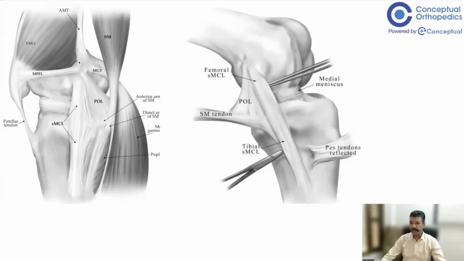This is another line diagram in which you see that the posterior oblique ligament is essentially a condensation of the posterior part of the superficial medial collateral ligament. And again, note the very close attachment of the semimembranosus tendon in relation to all these structures.